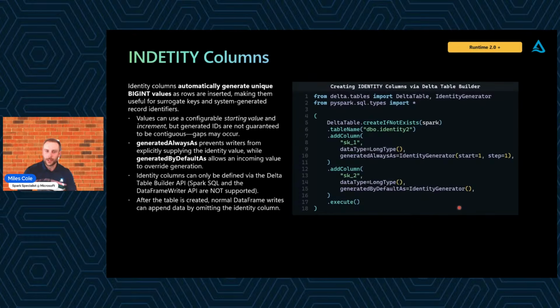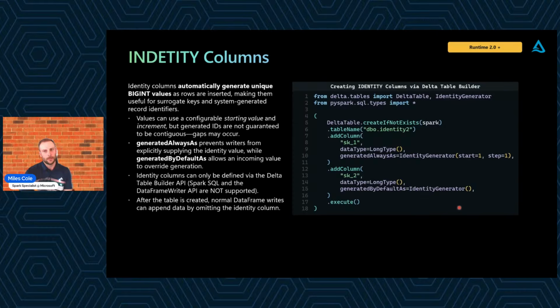Another one, I'm probably going to say every one of these features is my favorite feature. This is another one of my favorites, identity columns. Definitely one of the top two long-awaited features in the Delta community over the last three to four years. And it is available now in Fabric Runtime 2.0.